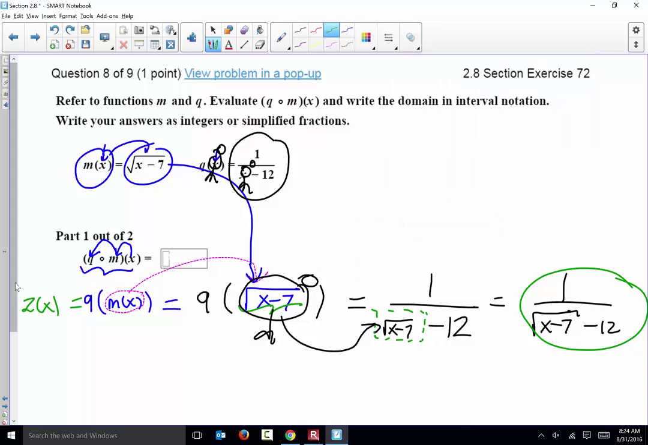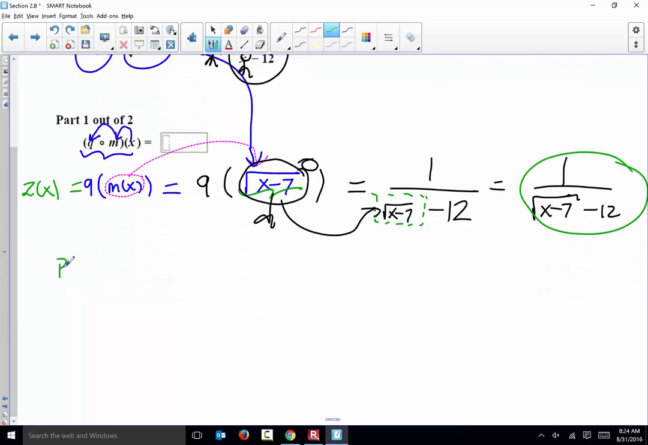Alright, does anybody have an answer? Part 2, you're going to find the domain. Can somebody describe in words what numbers are good or what numbers are bad so we can find the good ones? What are the bad numbers? Such as 10. Is 10 good? Yeah, 10 is good because 10 minus 7 is 3, root 3 minus 12 is a new number, whatever it is. It's good.